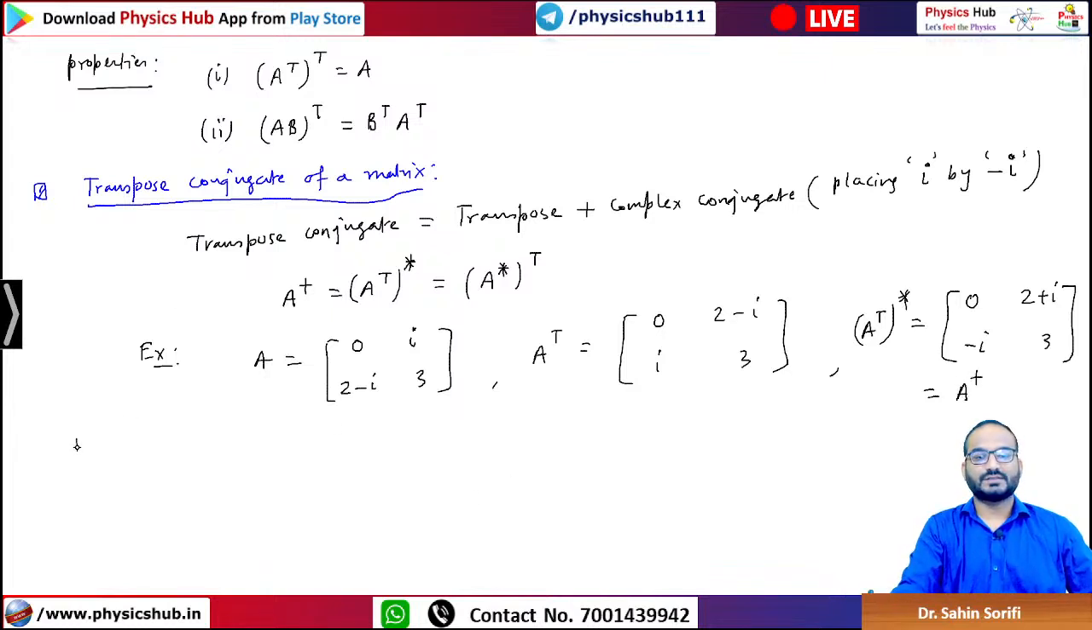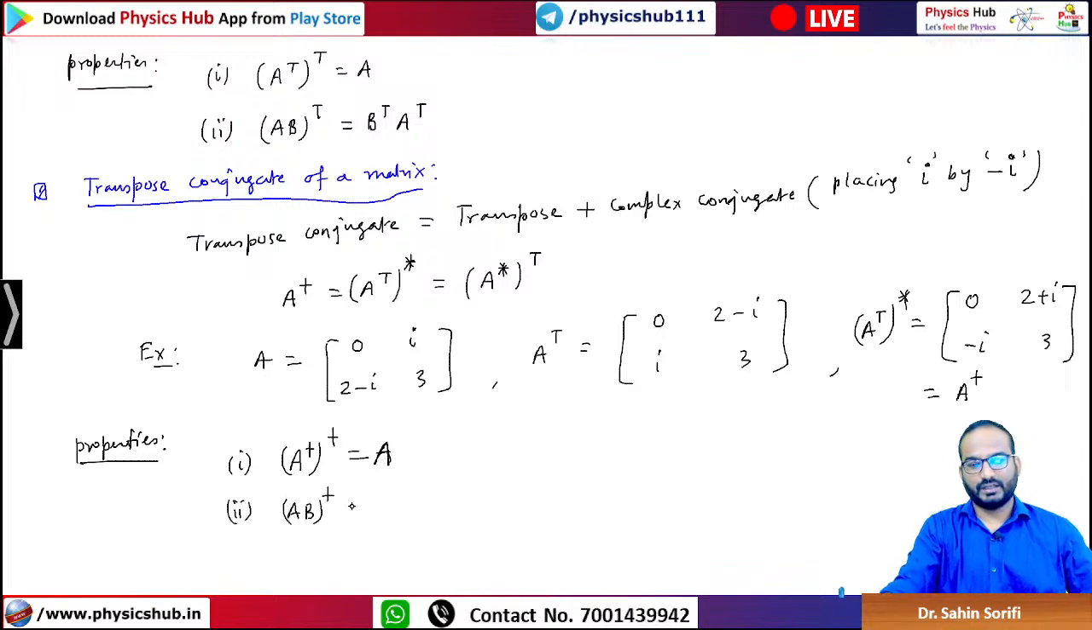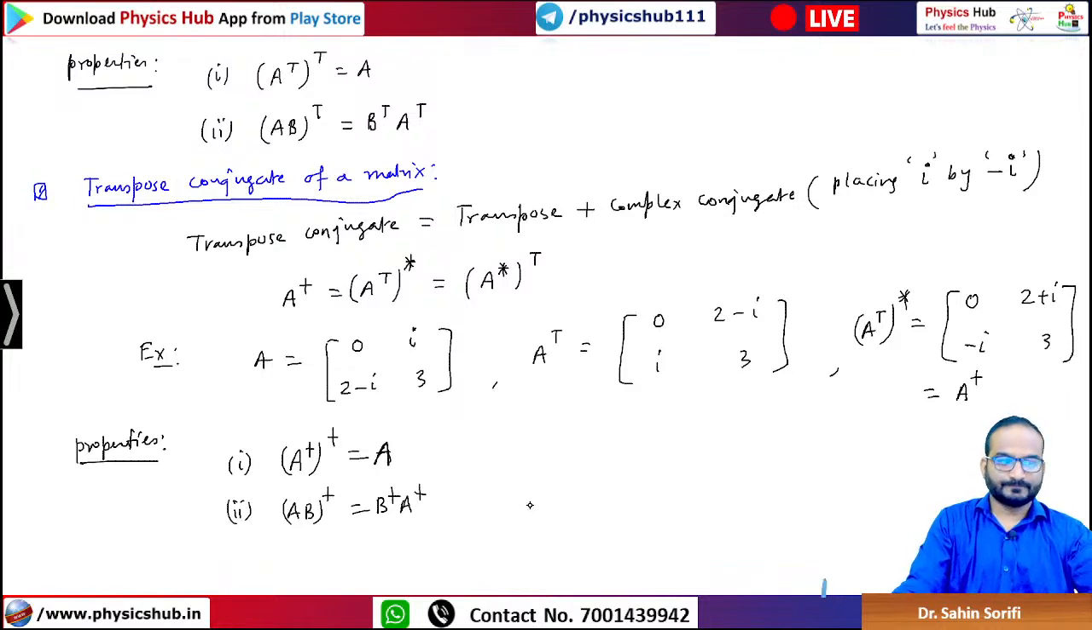Now the properties are similar. Properties of transpose conjugate: if you take the dagger of a daggered matrix, you get back the original matrix. And again, A B dagger, if you take, you get B dagger, A dagger. Clear?